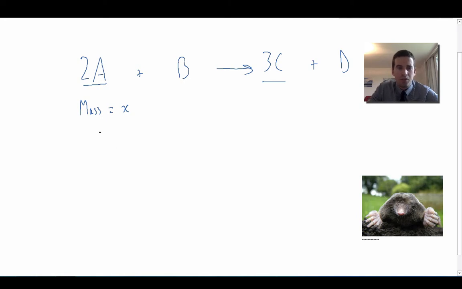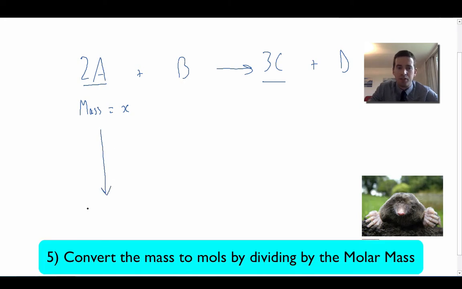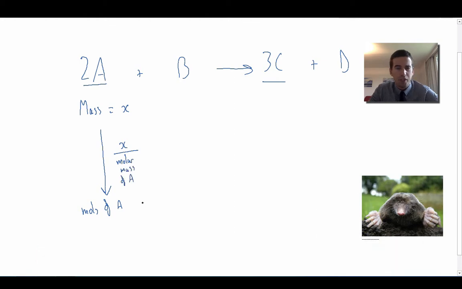So what you do with this mass, you convert it to moles of A. And how do you do this? You use the triangle we've just looked at to go from mass to moles. Cover up moles on your triangle, and it is mass divided by the molar mass. So the way you would do this would be whatever x is, divide by the molar mass of A. Okay, next step. You want to go from moles of A to moles of C. Now how do you do this?